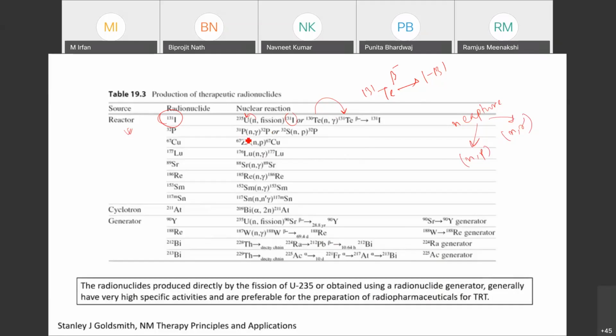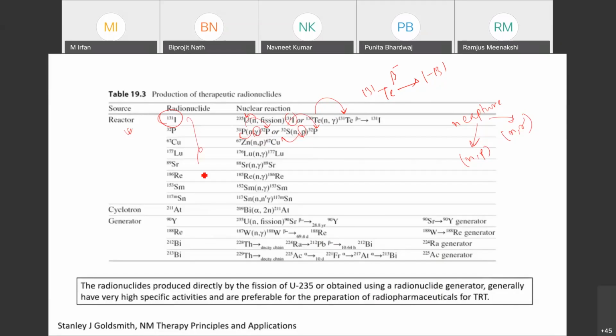Phosphorus-31 captures a neutron and converts to P32 by emitting a gamma ray photon. And that's how we produce P32. Or sulfur-32 captures a neutron, converts to P32 and emits a proton. So these two reactions are possible. Either through N,P reactions or N,gamma reactions, you can produce different types of radiopharmaceuticals.